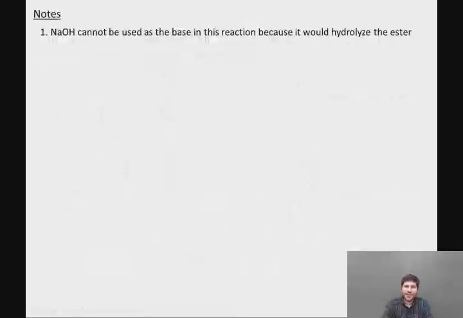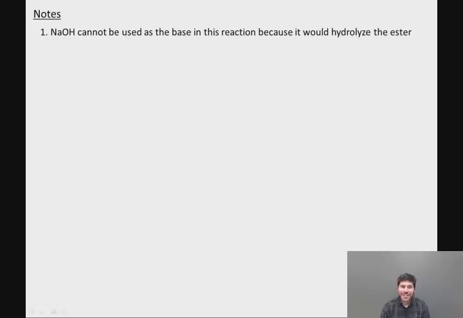Okay, so a few notes. I said I would talk about some of these details in a few minutes, and now it's time to talk about them. So first of all, you notice I used sodium ethoxide as the base in this reaction, and I have never used sodium ethoxide as a base in a reaction before. So there must be some good reason why I used sodium ethoxide instead of sodium hydroxide.